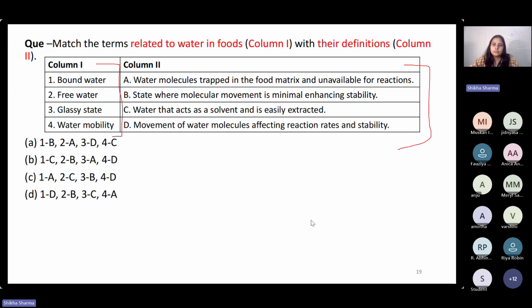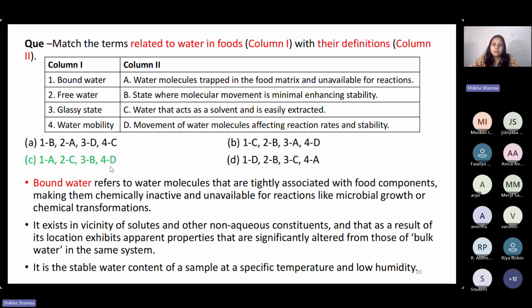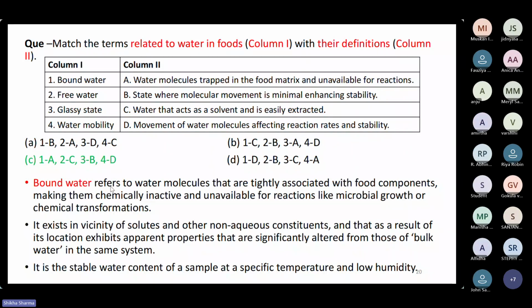So Shivaswamy and Fozia are saying C. Okay, let's see. So they both are correct. C is the correct answer. So bound water basically refers to the water molecules that are tightly associated with the food compounds, making them chemically inactive and unavailable for reactions like microbial growth and chemical transformation.